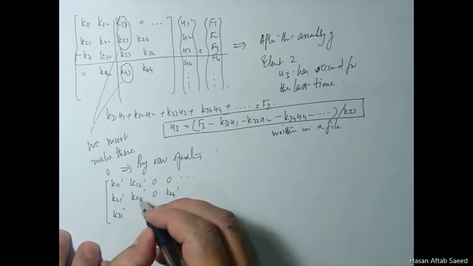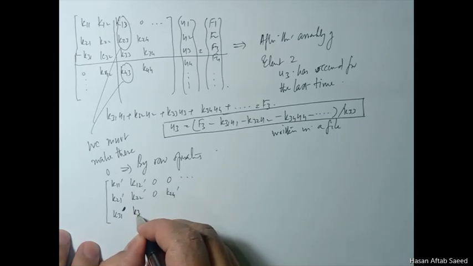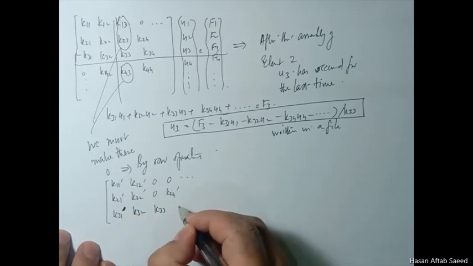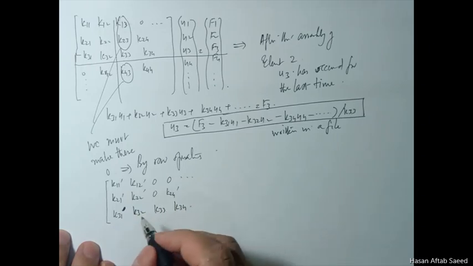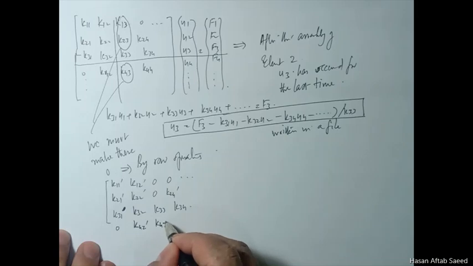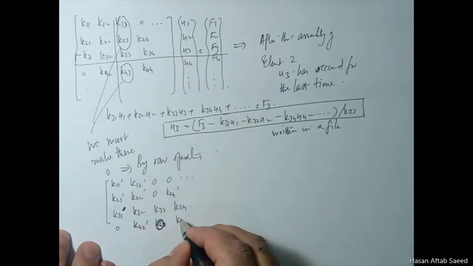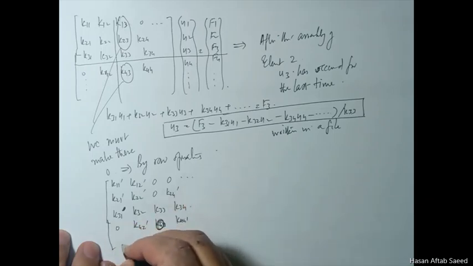k31 prime. You don't need to prime here. This is simply k33, k34, 0, k42 prime, k4, this is again 0, we are making this 0, k44 prime, and so on.